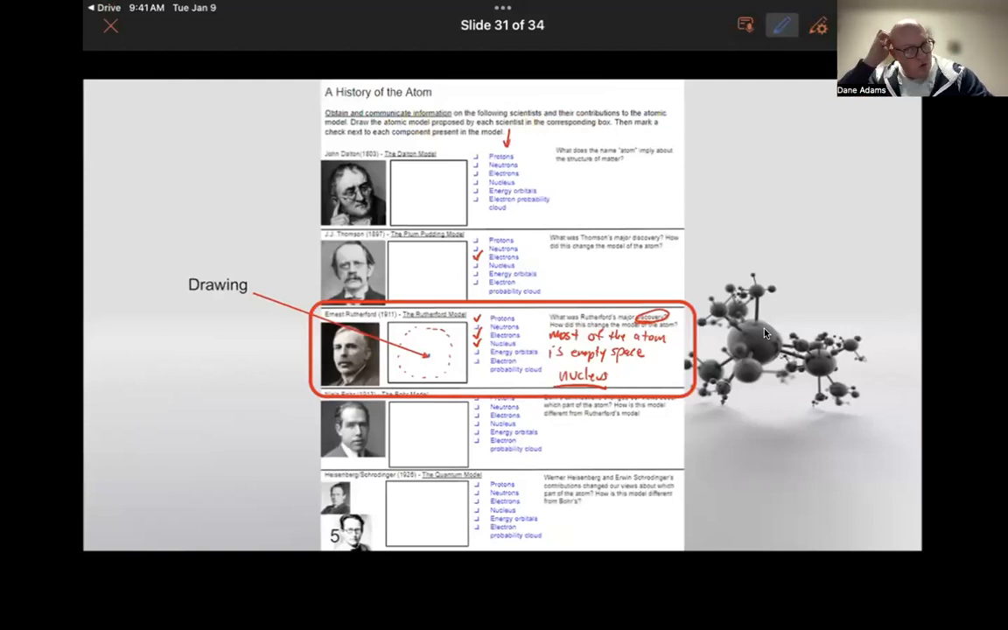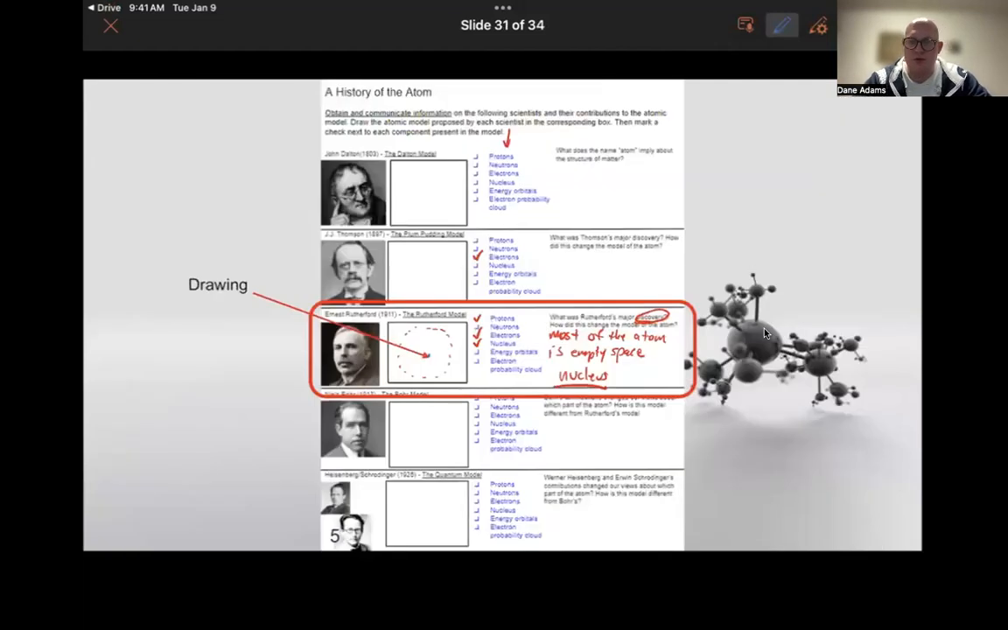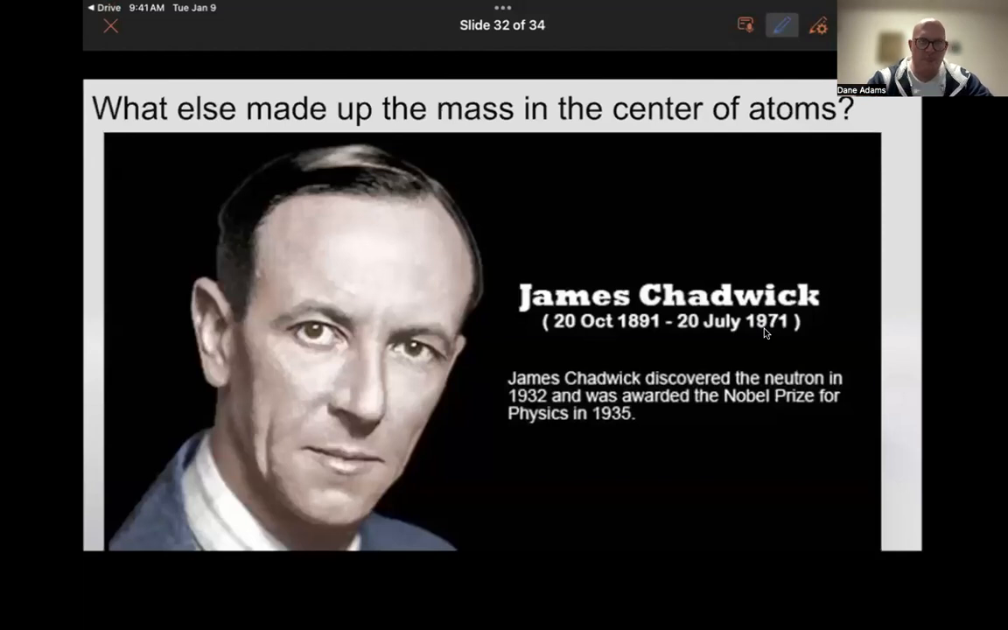Okay, one more thing to show you before I let you work on the computer simulation activity for the remainder of the hour. And that is, what else makes up the mass of an atom? Okay, you can see here that one of these options that we haven't checked off yet is called a neutron. Well, after Rutherford, another scientist by the name of James Chadwick discovered another part of the nucleus that made up the atom, but wasn't discovered yet by Rutherford or by Thomson.